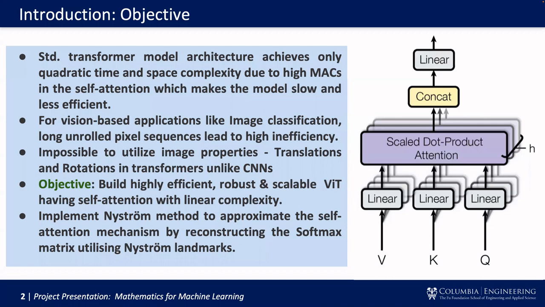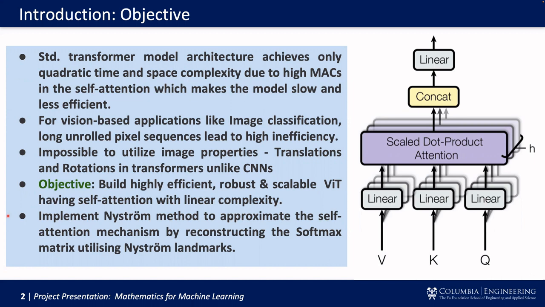Using standard transformers for vision-based applications like image classification is highly inefficient because images, when unrolled, have long sequences of pixels, making the model slow because of the quadratic complexity of matrix multiplication operation. Also, it becomes impossible to utilize image properties such as translations and rotations in transformers, unlike in the CNNs.